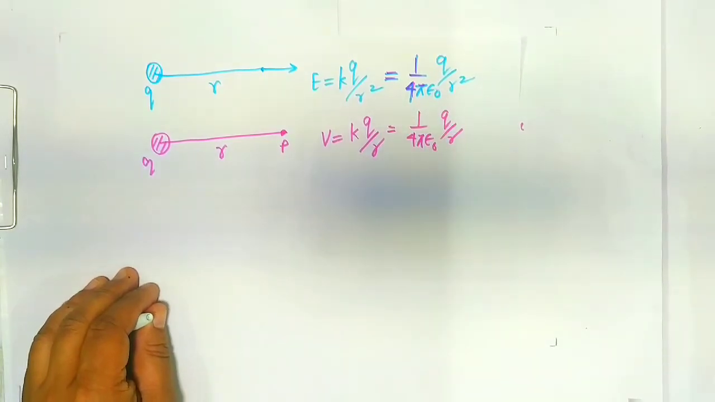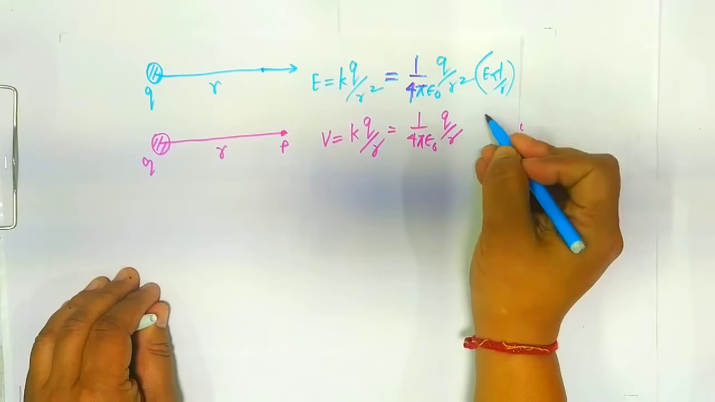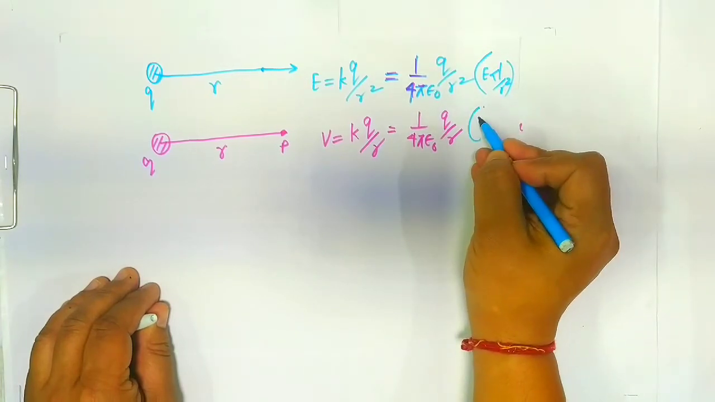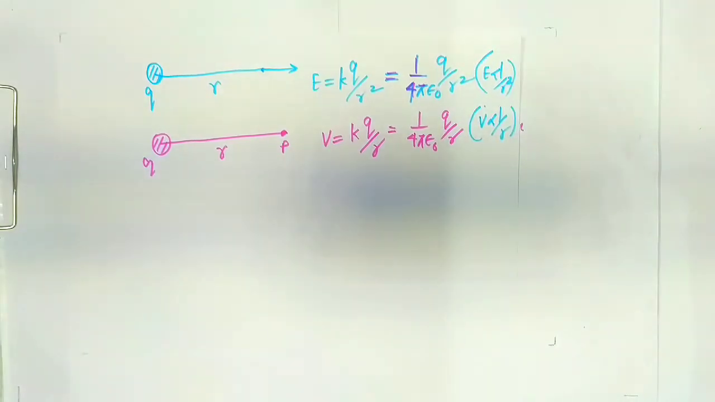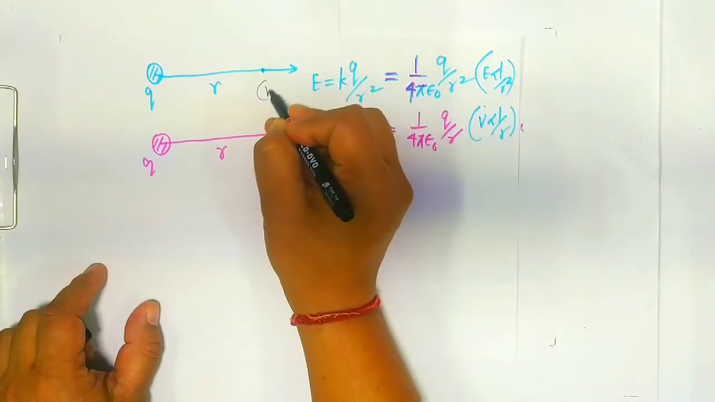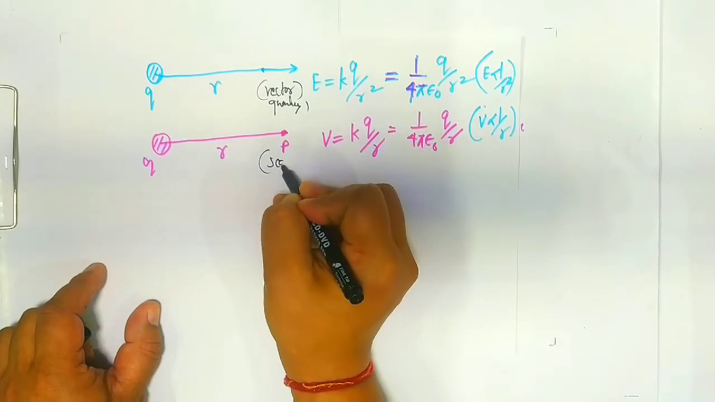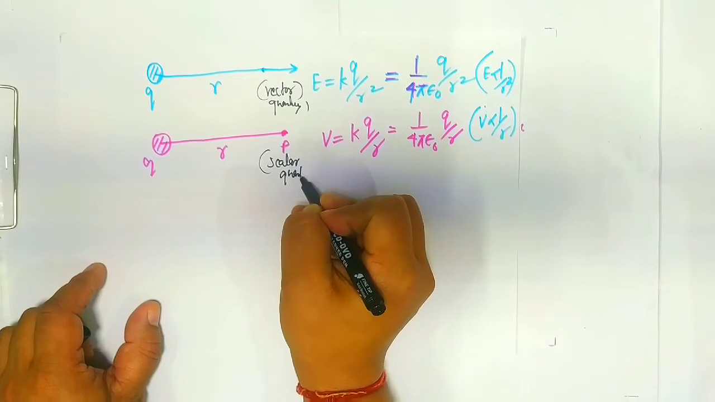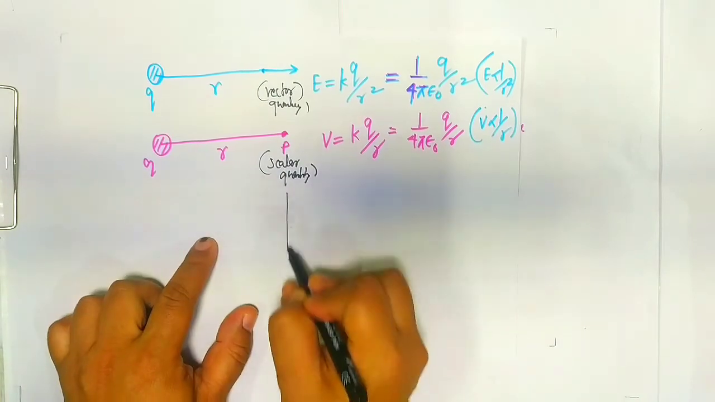Got it? So that means electric field is inversely proportional to R square, and the electrostatic potential is inversely proportional to R. So there is a graph between the two. The difference is that electric field is a vector quantity, it has a direction, but potential is a scalar quantity. So we can draw a graph between the two, and the graph is very simple.